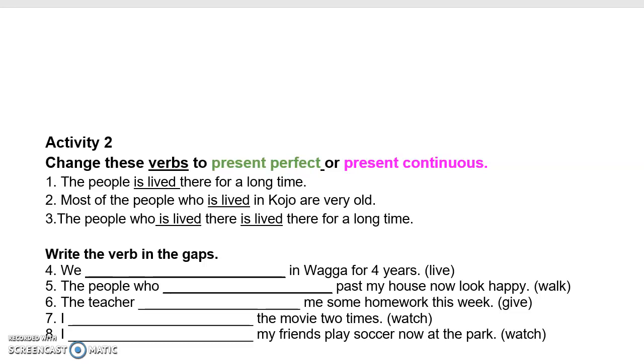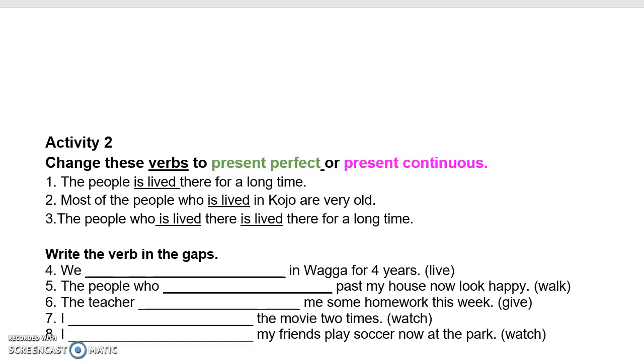Let's read number 1. The people is lived there for a long time. Who is doing the living? The subject is doing the living, the people. So we can't use a passive verb.